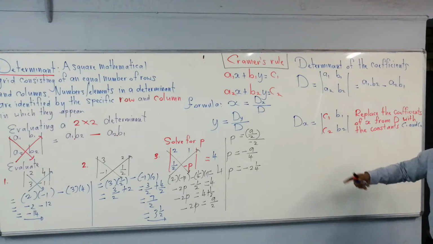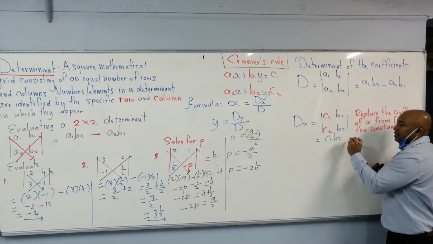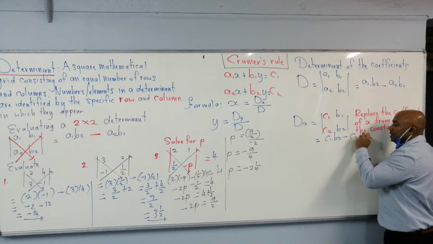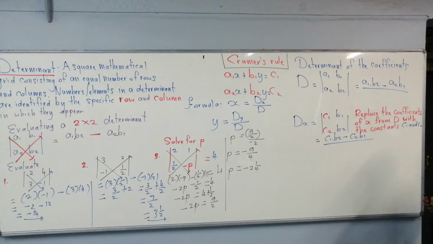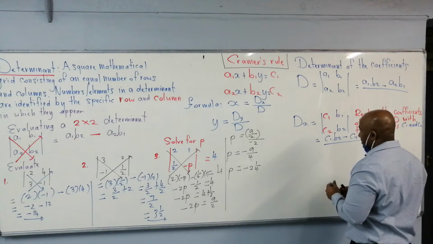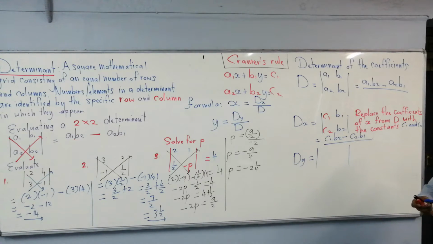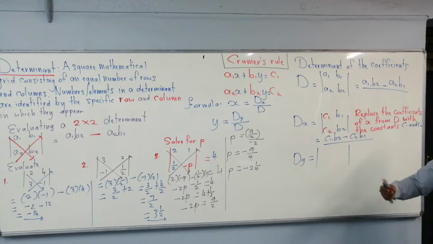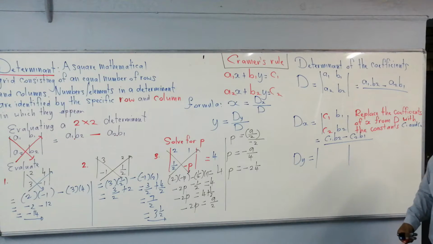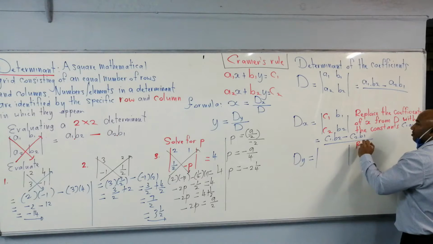What do you do now? Evaluate it. It's a 2 by 2 determinant. Work it out. So I'm going to go C1 times B2 minus C2 times B1. Okay, now let's do Dy. So for Dy, I'm sure by now you must already be thinking what I'm going to be doing. If for Dx I replace the x column, what do you think I'm going to do for Dy? I'm going to replace the y column. So let me just write it down first. I'm going to replace the coefficients of y.